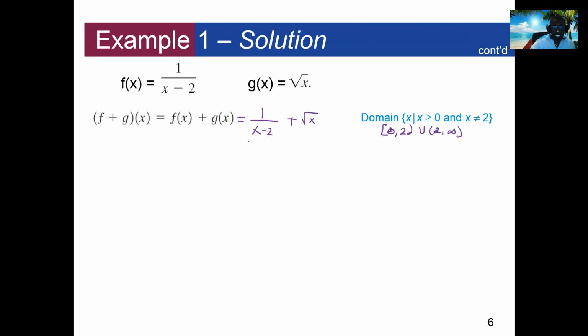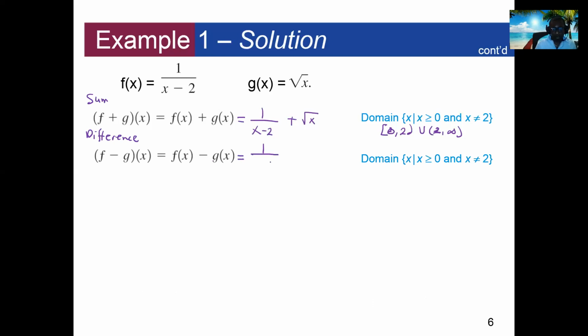Okay, now we can do the same for the difference. This is the sum, and that is the difference. So again, f of x is 1 over x minus 2, then plus the g, g of x is... actually it's negative, so we are subtracting. So it's not plus, this is minus. What's the domain going to be? The same as the first one.